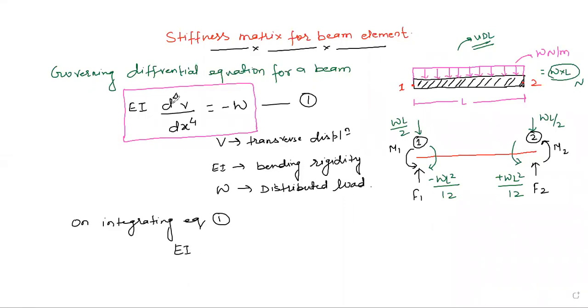Now if you integrate it, the power will decrease, so this will become d³. So EI d³V/dx³, basic integration, will be equal to minus W into x, because once you integrate with respect to x, the integration of dx will be x. So minus W x plus a constant term, let us take that constant term as C1, and let us consider this as equation number 2.